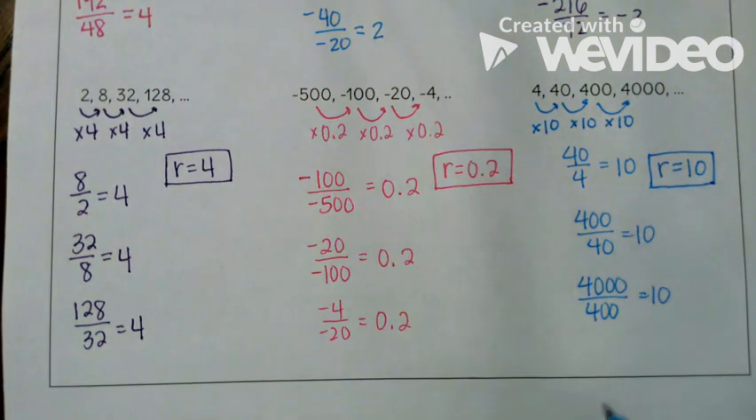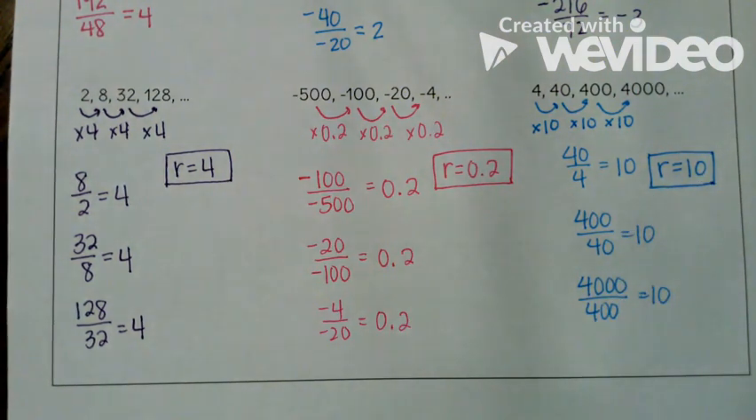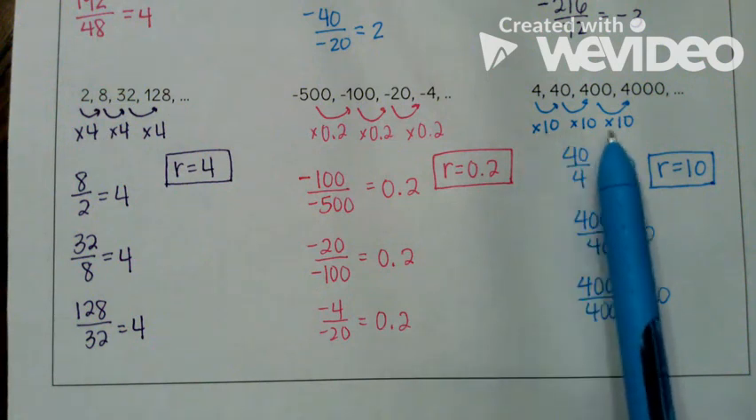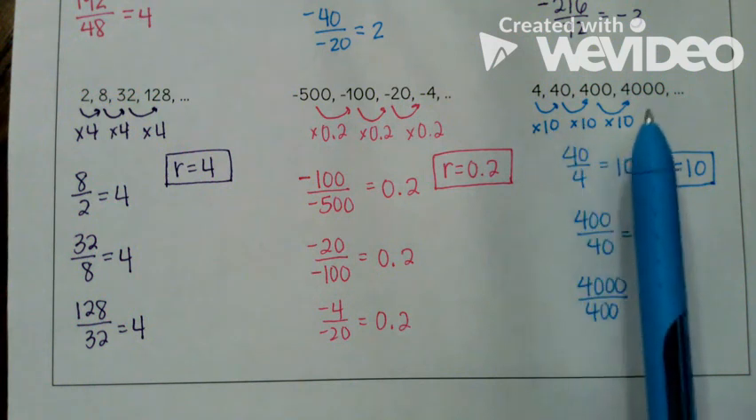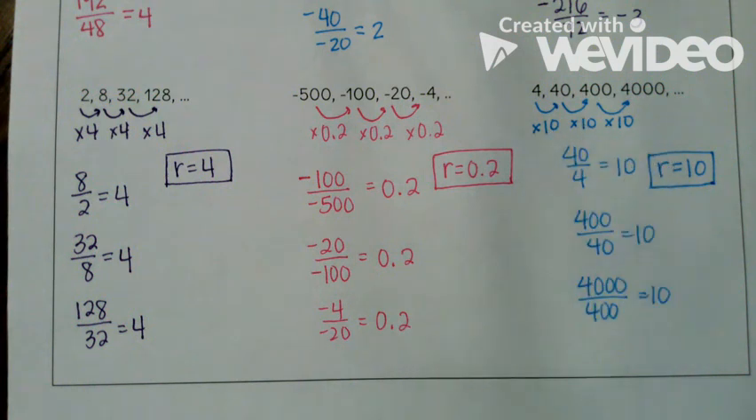So very quickly you can just do this on a calculator just to double check that you're getting the same number. Or if you think you're multiplying by 10, you could go 4 times 10 is 40, times 10 is 400, and just check with the calculator that it keeps getting the next number.